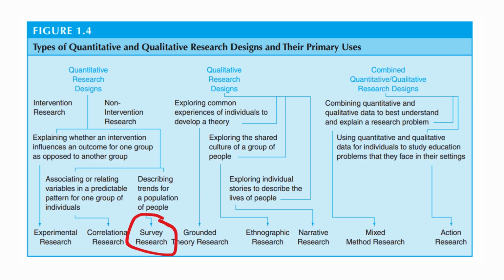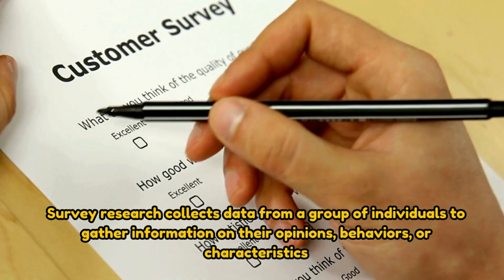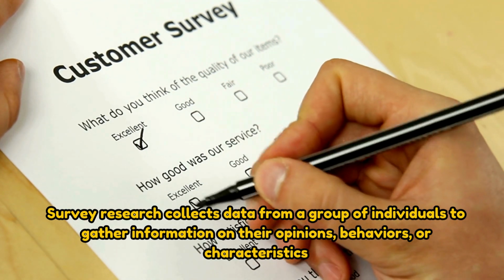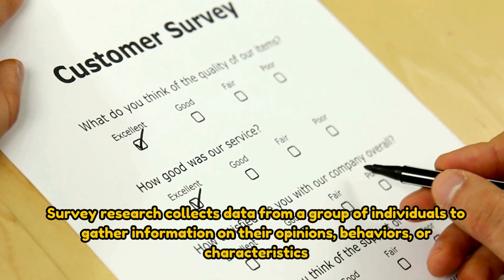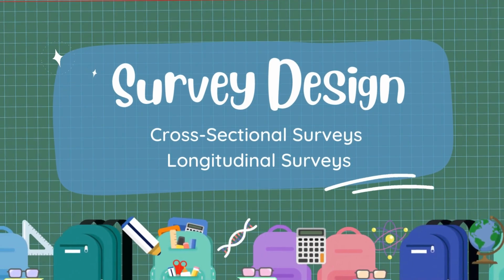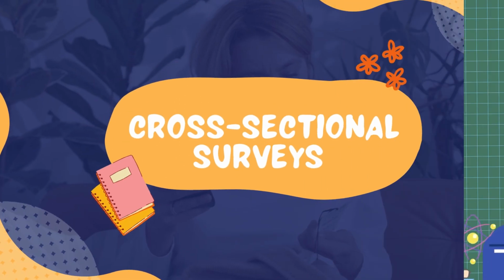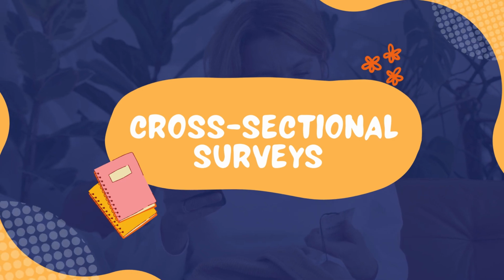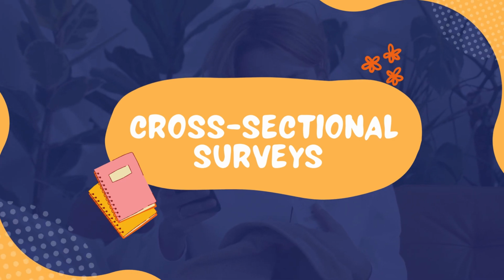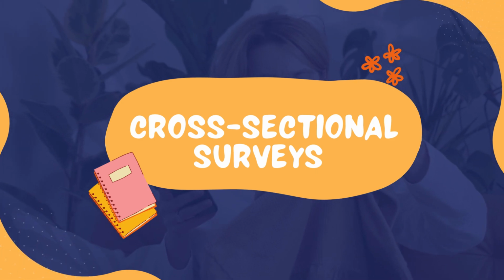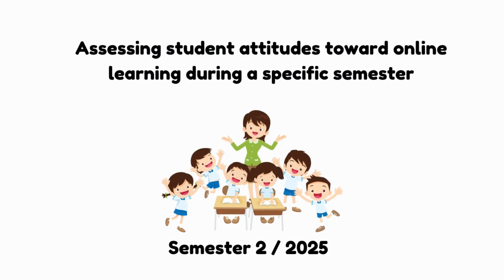Next is survey design. Survey research collects data from a group of individuals to gather information on their opinions, behaviors, or characteristics. This can be done through cross-sectional or longitudinal approaches. First type of survey design is cross-sectional surveys. These surveys collect data at a single point in time, giving a snapshot of the variables of interest. For example, assessing student attitudes toward online learning during a specific semester.